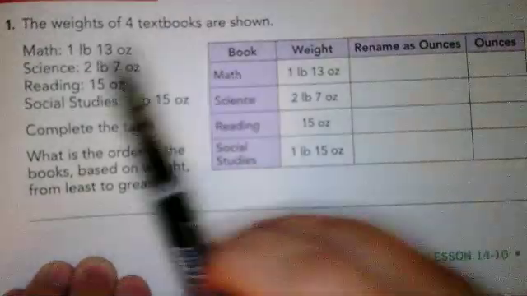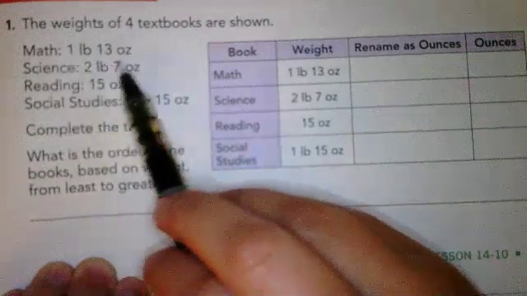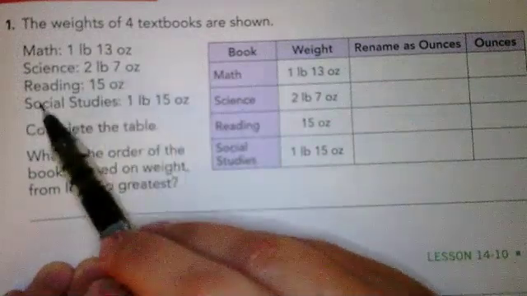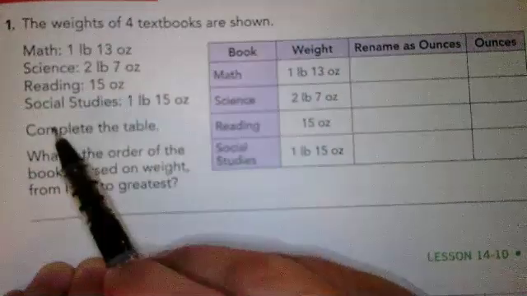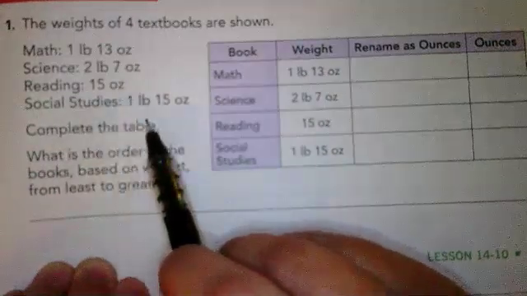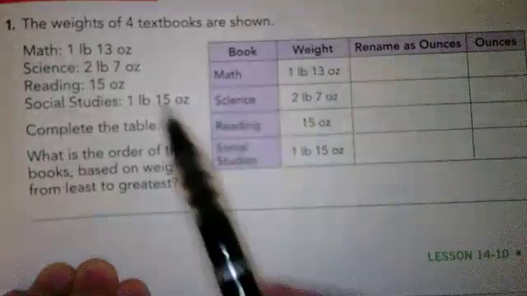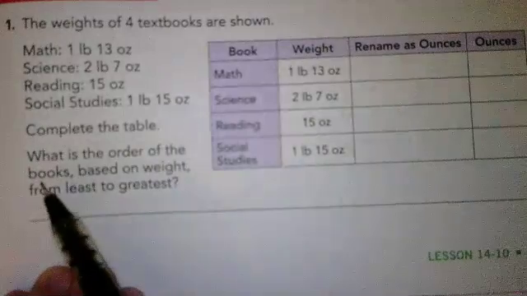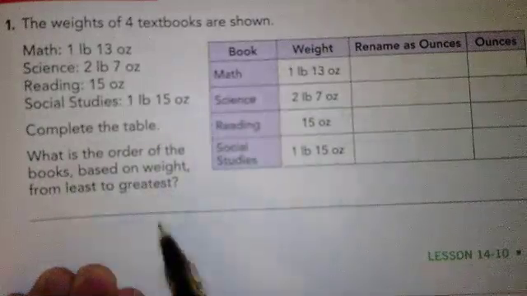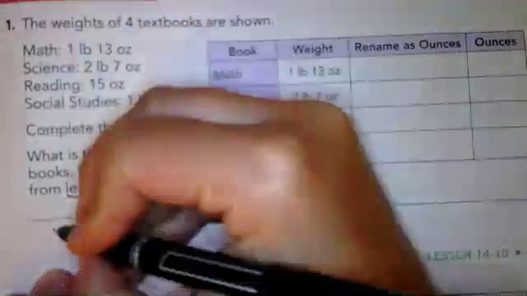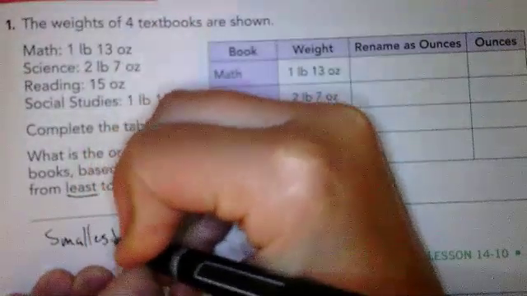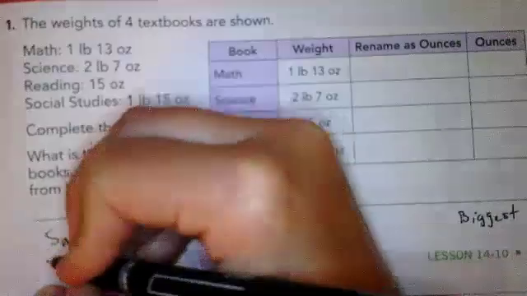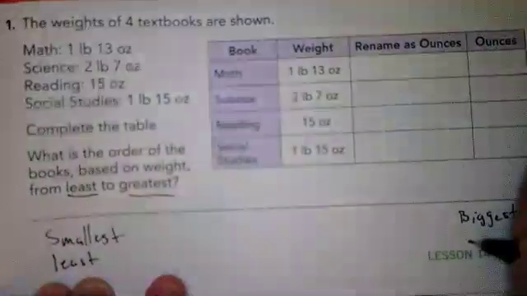Okay, so your math book is 1 pound, 13 ounces. Your science book is 2 pounds, 7 ounces. Your reading book is 15 ounces, and your social studies book is 1 pound, 15 ounces. It says complete the table, so we're going to fill out this table in a second. It says, what is the order of the books based on weight from least to greatest? This time we're starting with the smallest and going to the biggest, least to greatest.